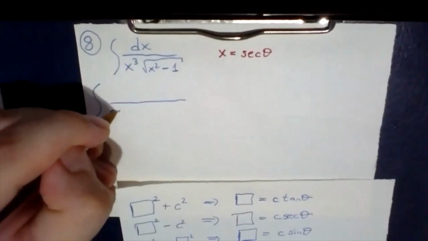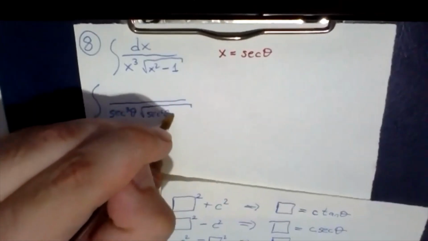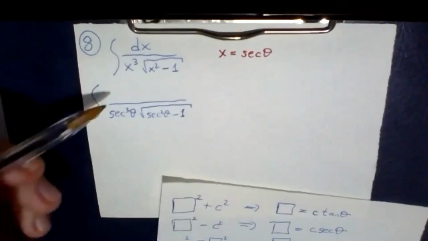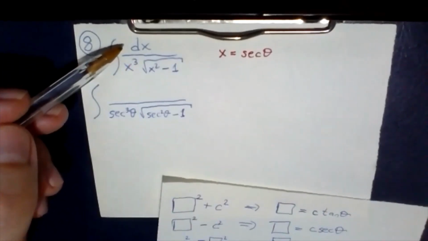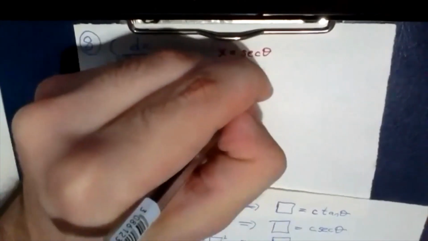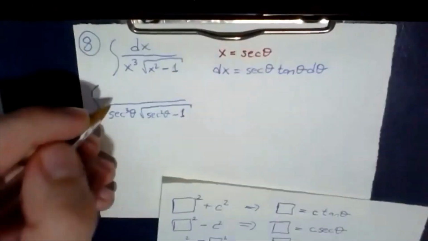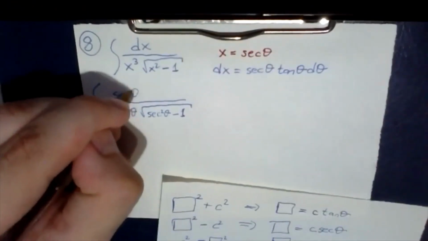Instead of x cubed, we can write secant cube theta. Instead of the square root of x squared minus 1, we can write the square root of secant square theta minus 1. We replace everything with the x substitution. In the numerator, we have dx. So let's calculate dx from here. If x is equal to secant theta, then dx is equal to secant theta times tangent theta d theta, since that is the derivative of secant theta. So we are replacing this one with that.